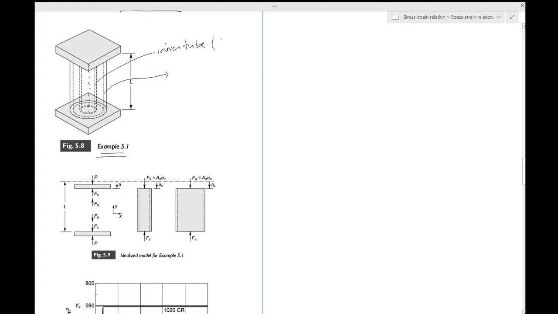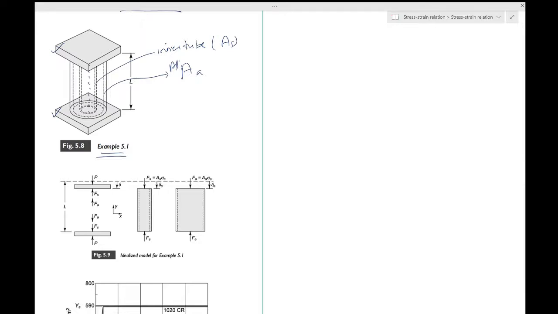So this has a cross section of A_S of steel. This has the cross section A_A of aluminum, the outer tube, and the cross section and the area is given. They are compressed between heavy flat end plates. So these are heavy flat end plates.